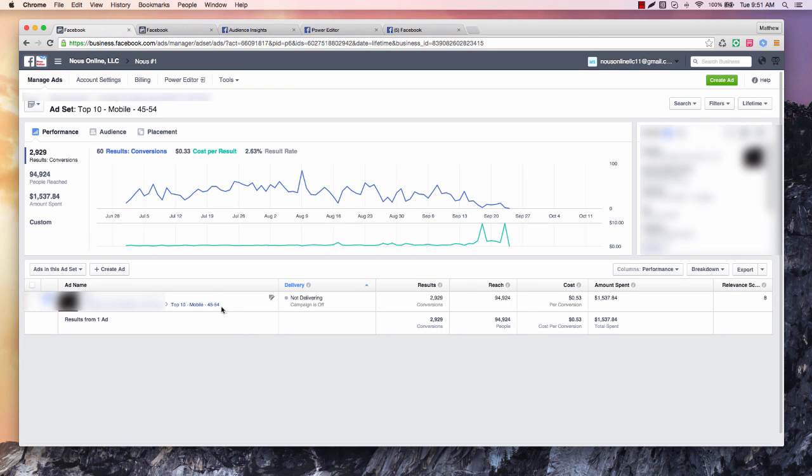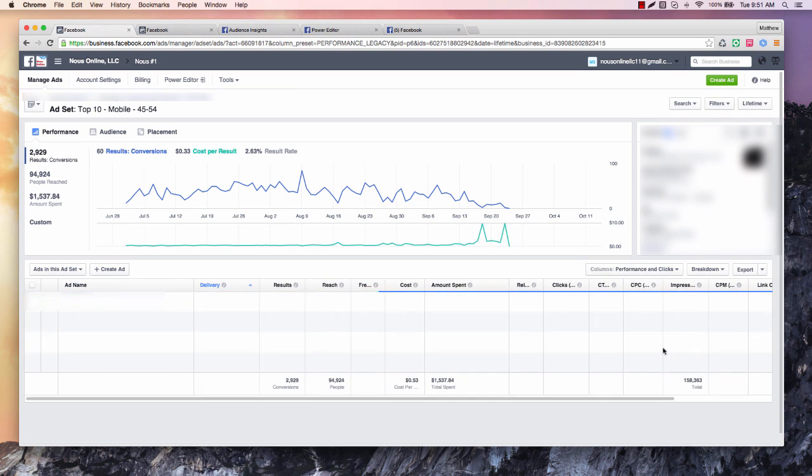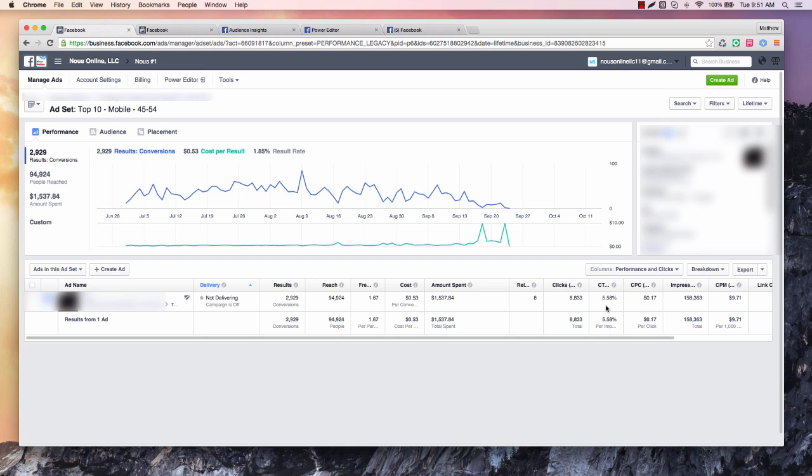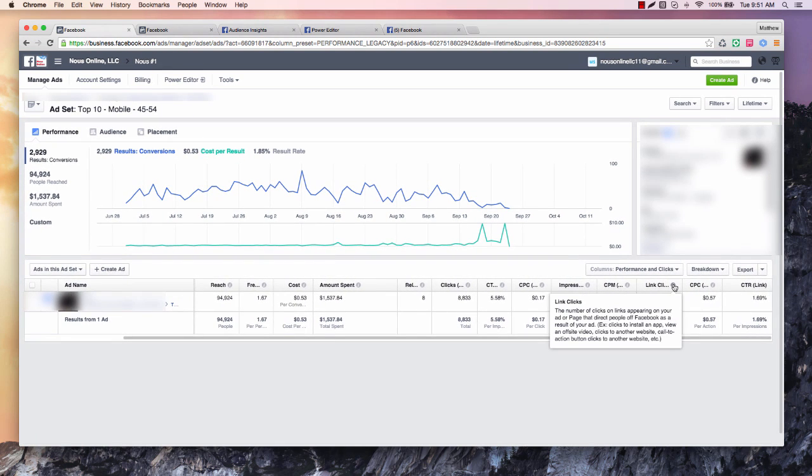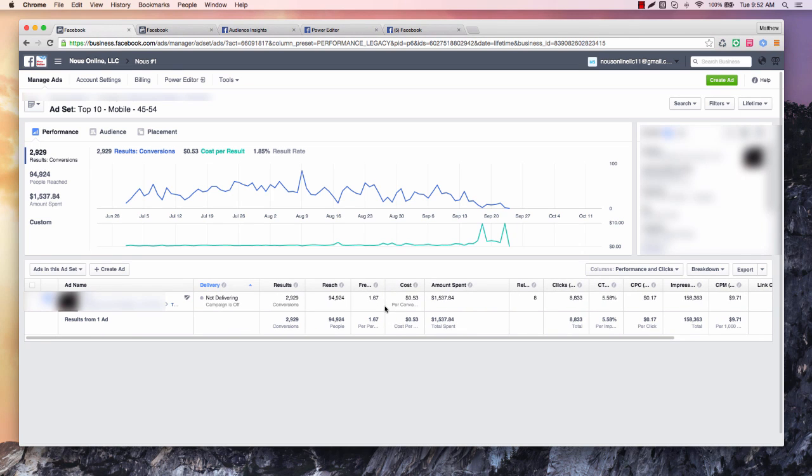So here is the 45 to 54. So what I would want to do now is look at performance and clicks, right? And this is going to get you basically an idea of the link click. We're making sure that people are clicking. This is a website conversion photo ad. So, initially I am paying attention: hey, am I getting a decent amount of link clicks? Because are people actually going to the website? So it is happening, but you basically know that from the conversions. I just pay attention to it at a top level.